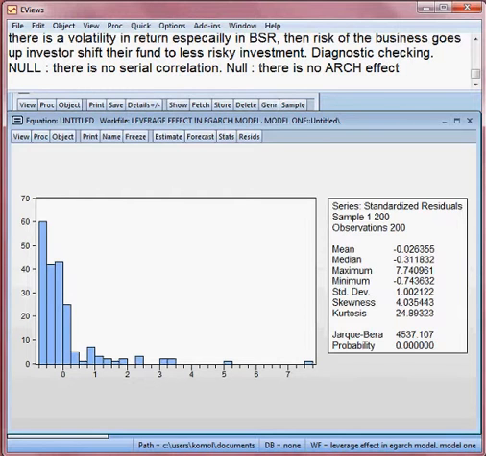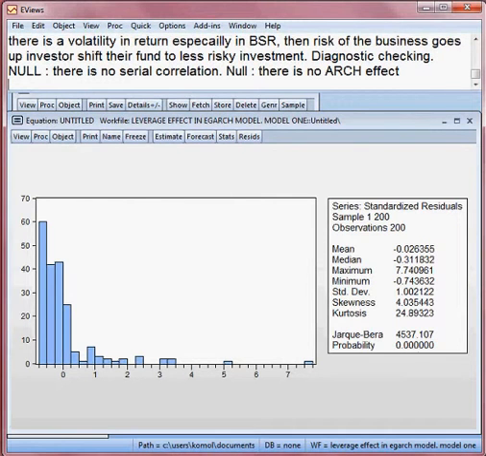But many say that although the residuals are not normally distributed, we can still accept the model. So we can accept this model.